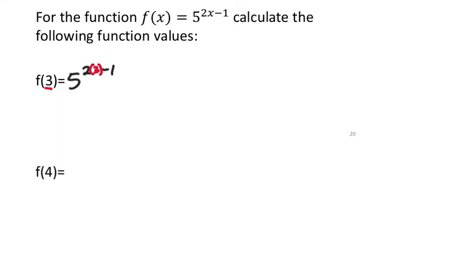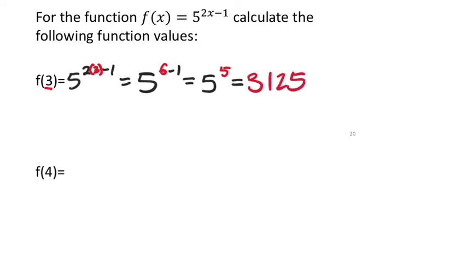But I'll do a little bit of extra work here. So that's 5 to the power of 2 times 3 is 6. And then you'd subtract 1 from the 6. That would give you 5 to the power of 6 minus 1 is 5. And again, I don't know what 5 to the power of 5 is, but my calculator does. I got 3,125. Again, that's just from the calculator. But you could have typed that all into the calculator. But again, that would have been the ordered pair, 3,125, which would be hard to graph, but there it is, okay?